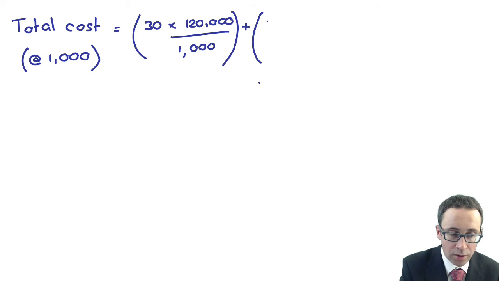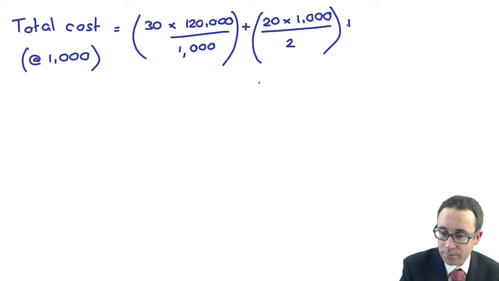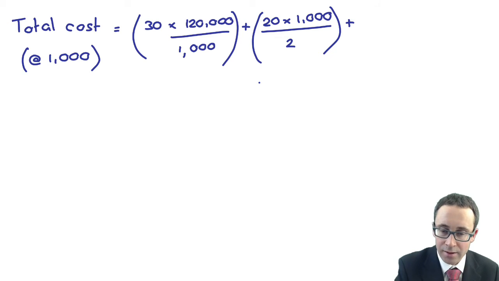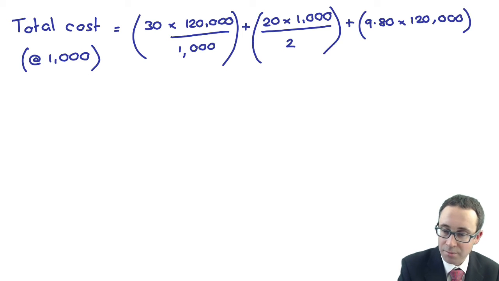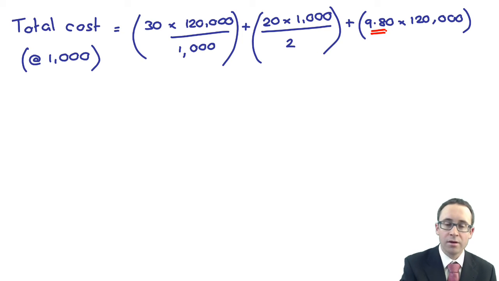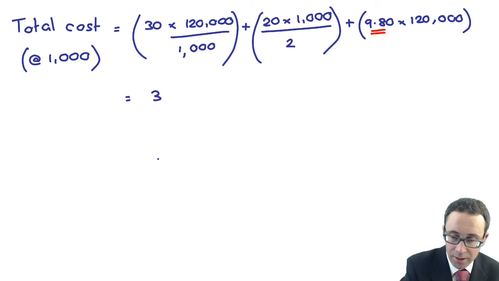We've then got your holding costs, which were $20. We have 1,000 as the quantity, and for the average we divide by 2. And then the trick here, don't forget, is that when you're looking at your purchase cost, you're still buying 120,000 of the goods, but they are now at $9.80, because that takes account of that bulk purchase discount. So when you tap that into your calculator, your ordering costs go to 3,600.